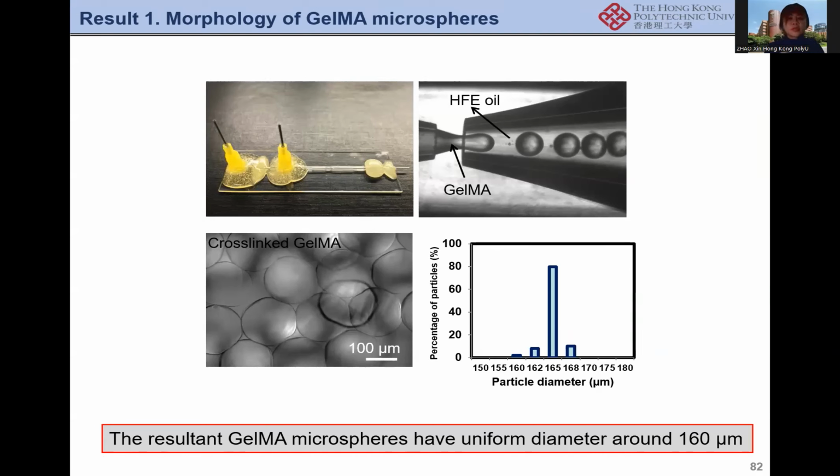Because when we have these larger balls, we can encapsulate more cells, and then they can have better function. But when the balls are too large, they will have the same issue: the nutrition cannot diffuse in, so we might have the cells in the center dead. So in this case, we want something between 100 to 200 microns.